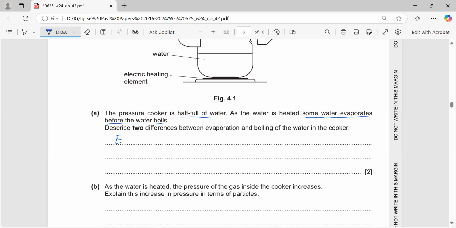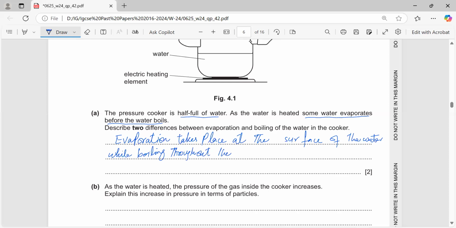Evaporation takes place at the surface of the water, while boiling takes place throughout the water.